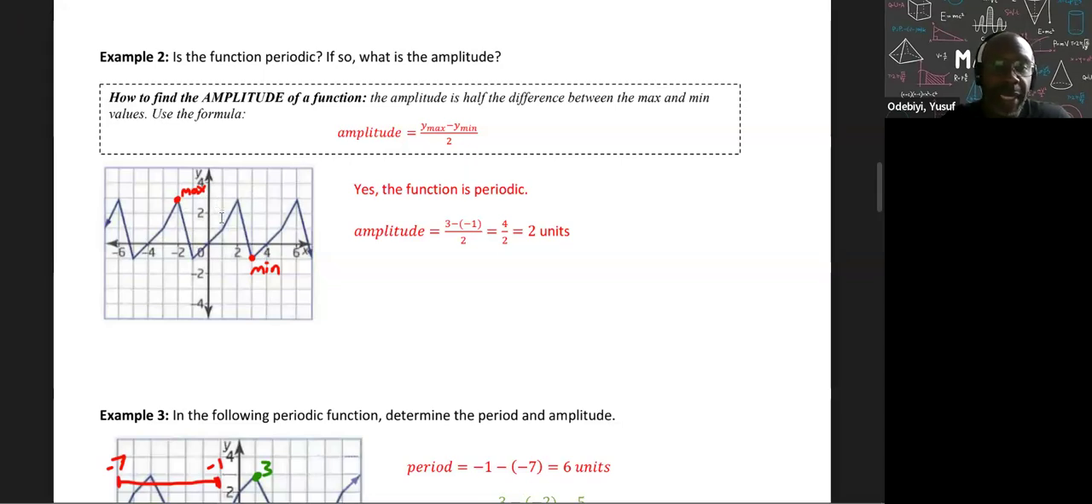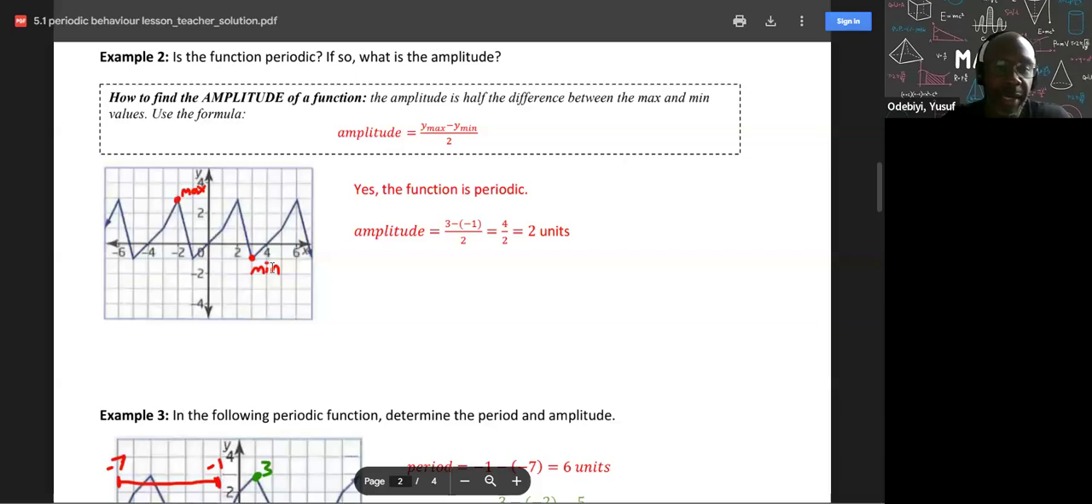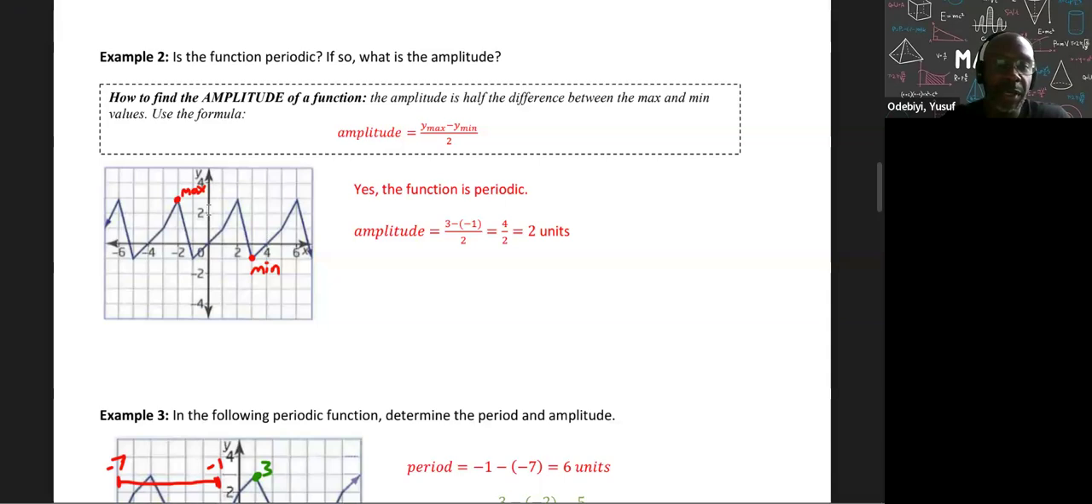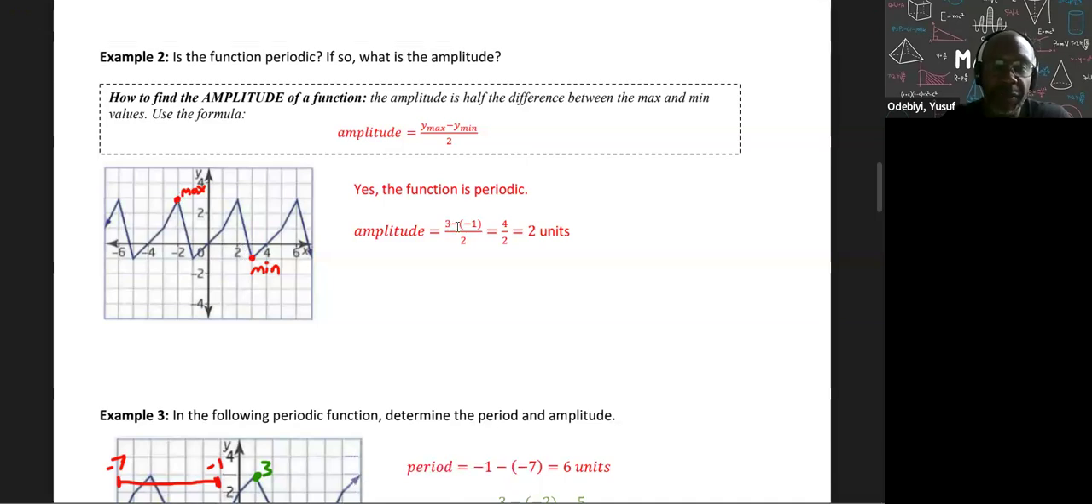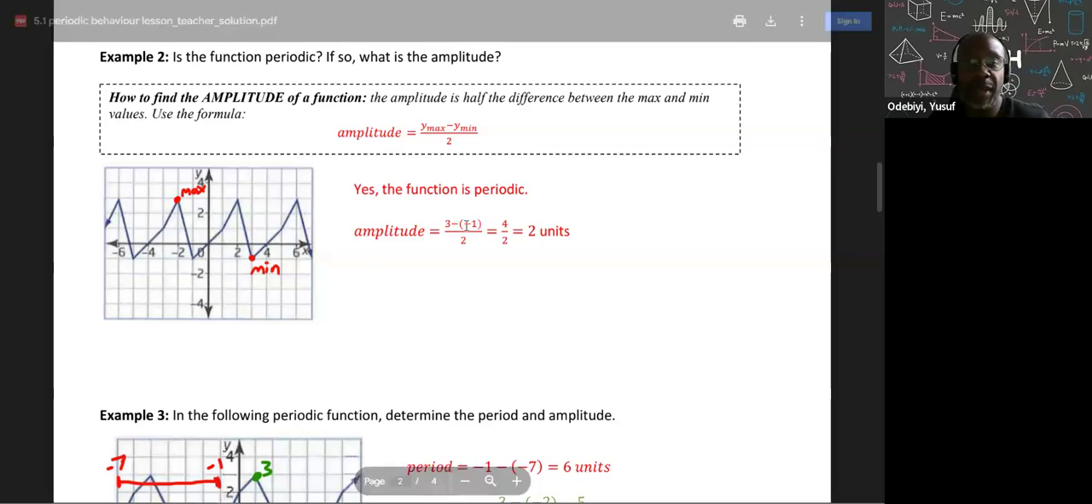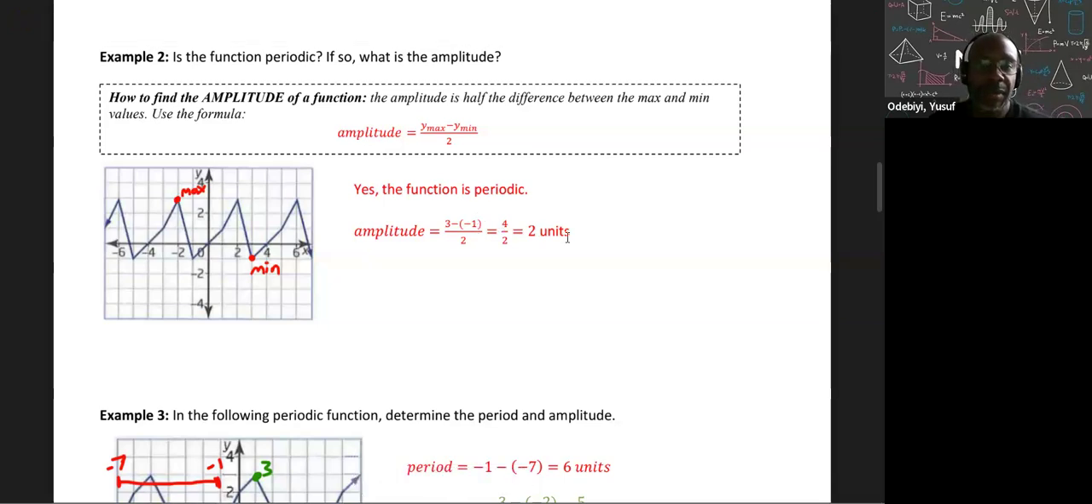Now, what's the max and min? Well, the max is up there and the min is down here. The amplitude is basically the difference between the max and min. So if my max is 3, and my min is -1, the difference between 3 and -1 is 2. Okay, so that's my amplitude.